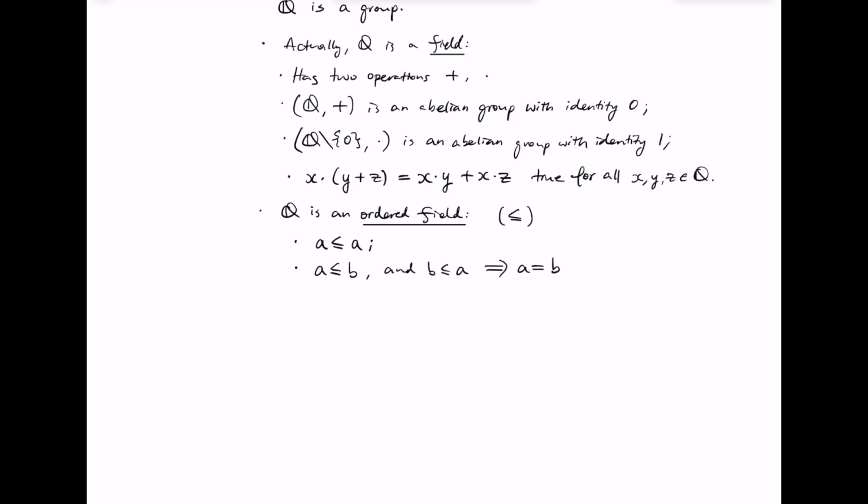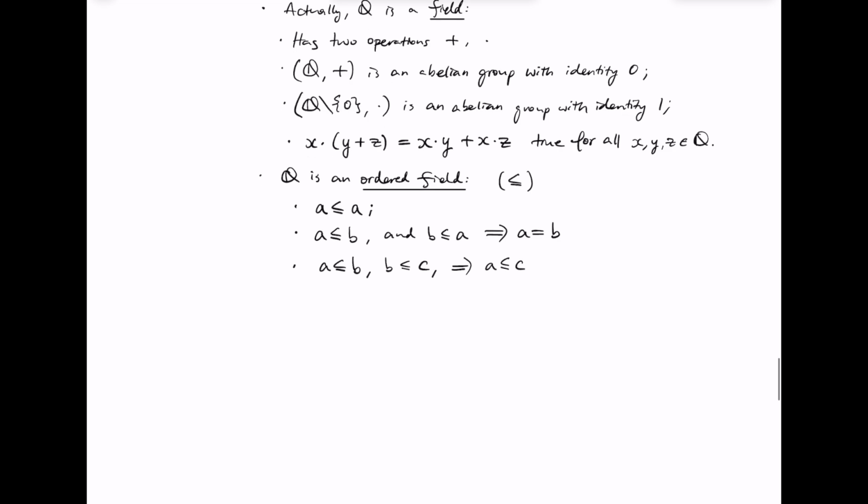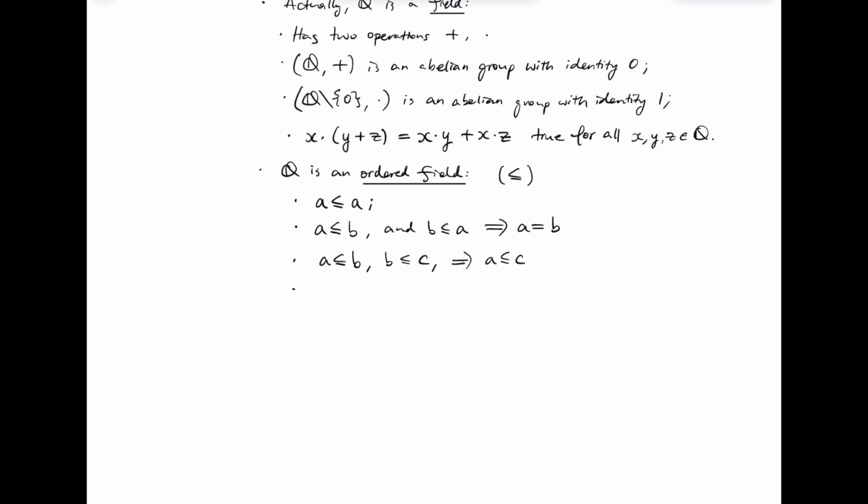It's also what's called a transitive relation, meaning that if you have A less than or equal to B, and B less than or equal to C, then that implies that A is less than or equal to C. Again, this is quite intuitive, because you just take the biggest number and it's bigger than both.